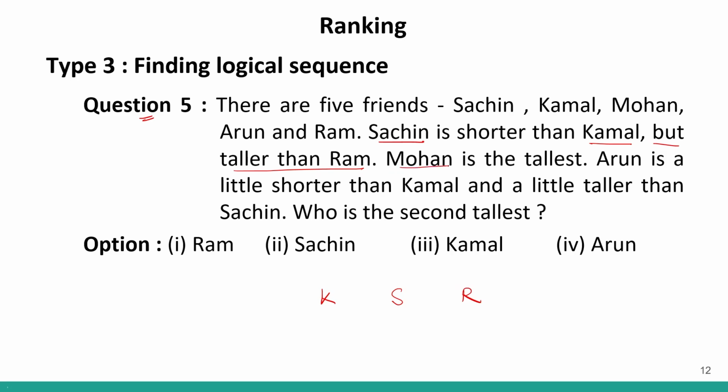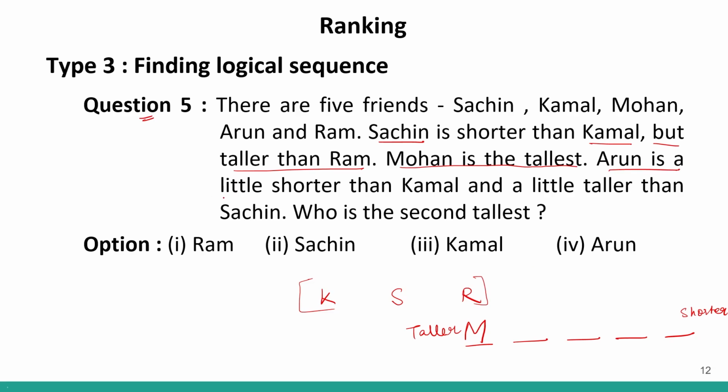We know that Mohan is the tallest. So now if I have 5 positions, 1, 2, 3, 4, 5, I can place Mohan over here. This is the taller side and this is the shorter side, okay? Mohan is the tallest. This information is given to us. We are keeping it on the side.